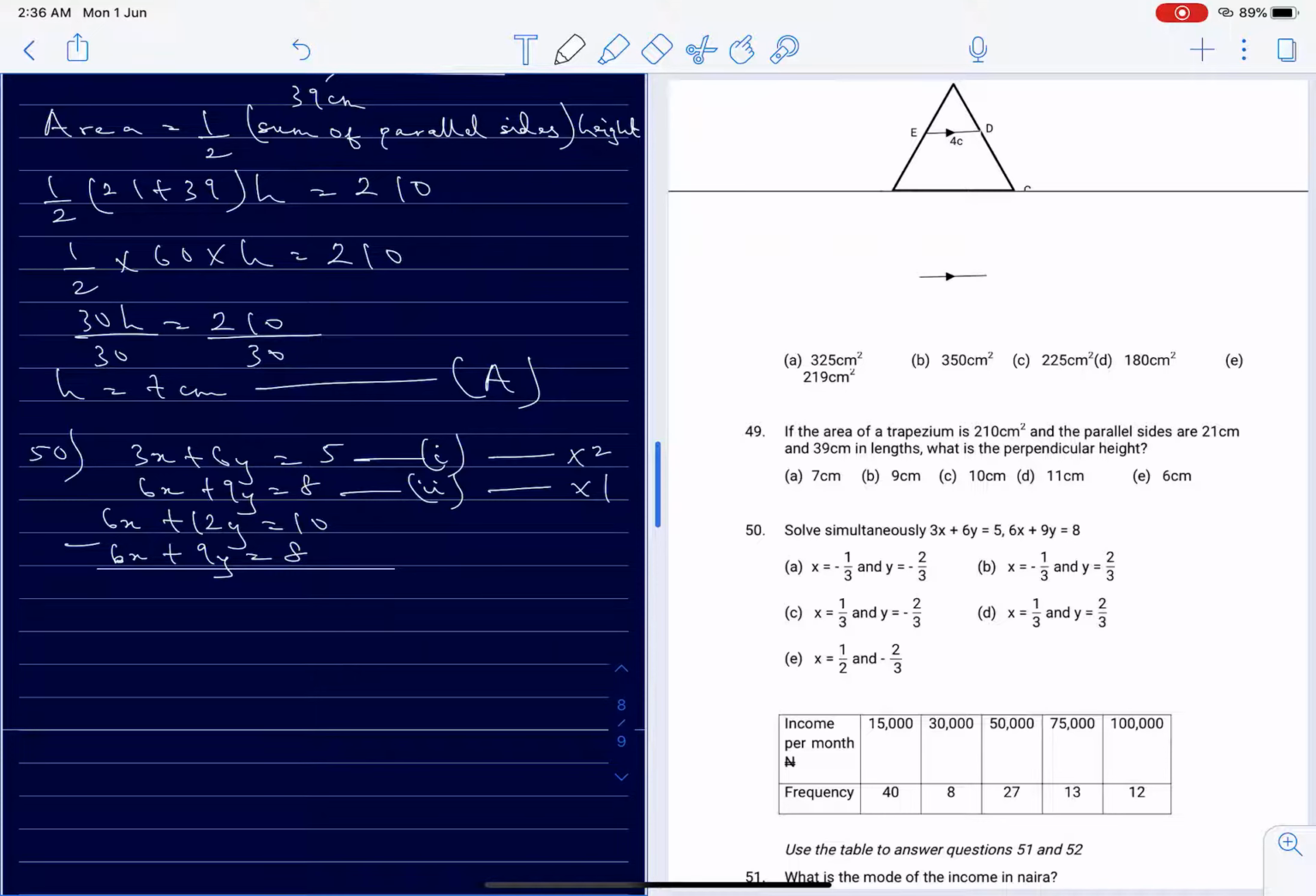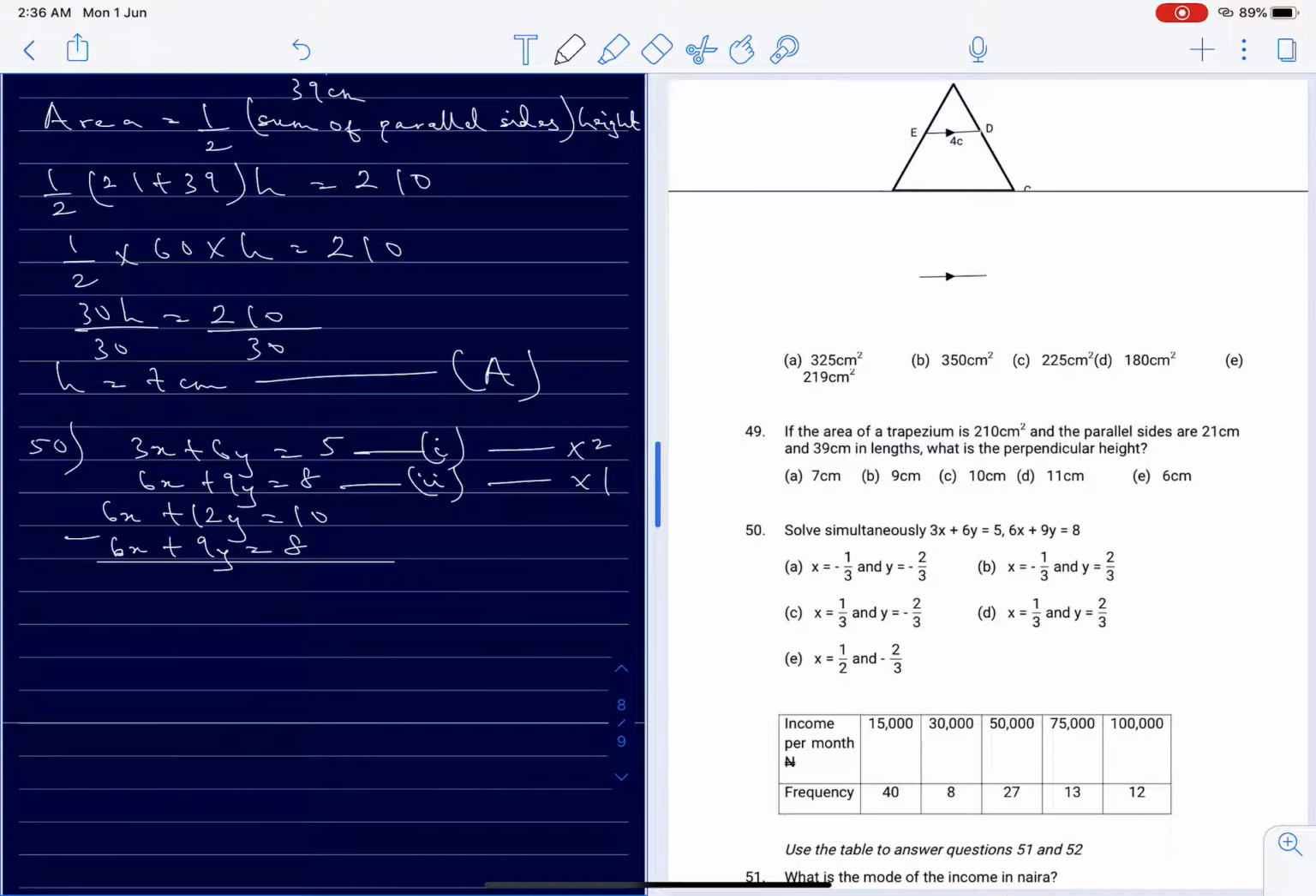Now we subtract the second equation from the first. So 6x minus 6x is 0, 12y minus 9y is 3y, 10 minus 8 is 2. So we divide both sides by 3 to get y. And that means y equals 2/3.